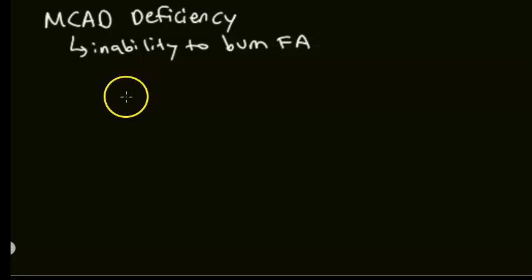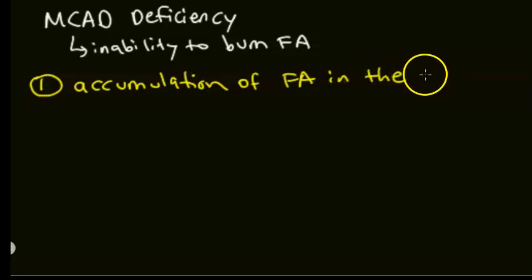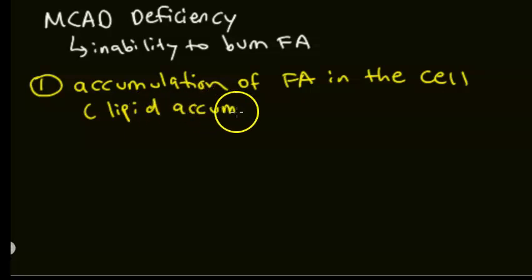Since they cannot burn the fatty acids, what's going to happen is that these fatty acids are actually going to accumulate. So you get an accumulation of these free fatty acids in the cell, right? So what you get is an accumulation of these fatty acids. So you get a higher level of them. And they can cause toxic effects, especially in the liver. So again, you get that lipid accumulation. And that can be toxic to the liver, for example.